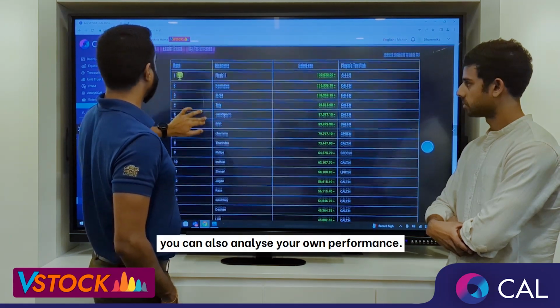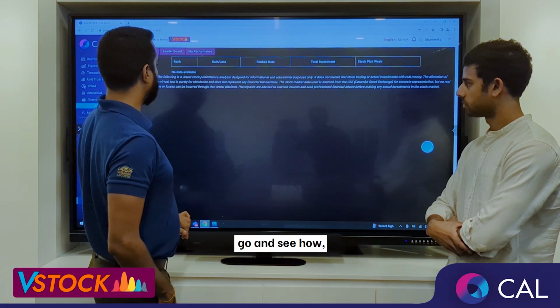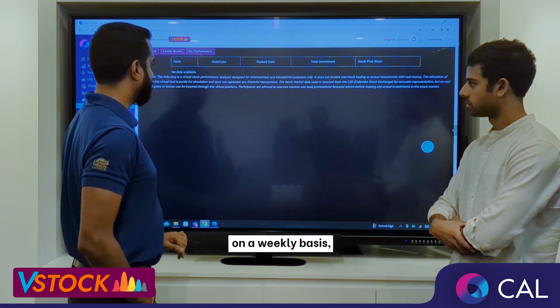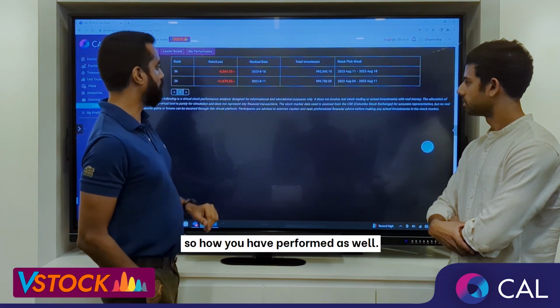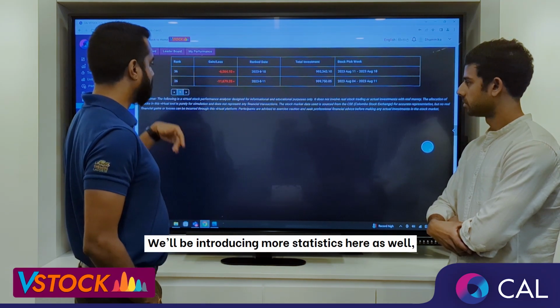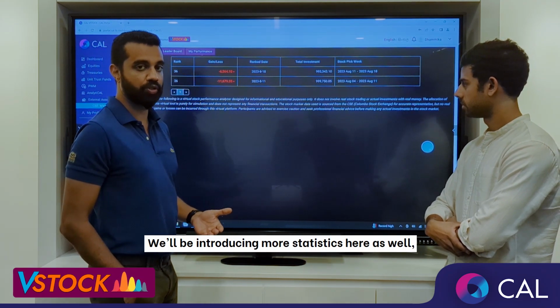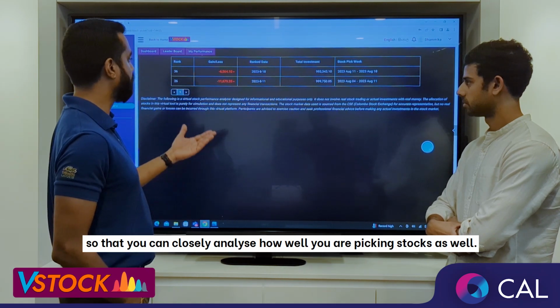You can also analyze your own performance. You can go and see how you have performed on a weekly basis, there you go. We'll be introducing more statistics here as well, so that you can closely analyze how well you are picking stocks.